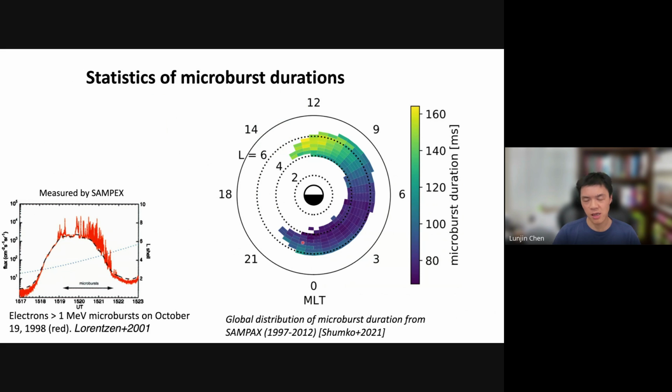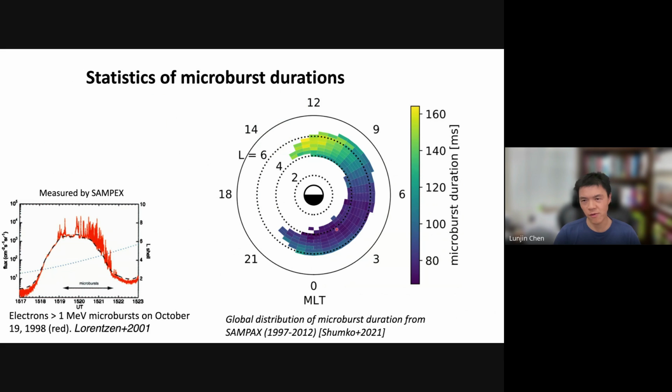And then if you look at the duration, the L range is from 3 to 5. Not only are they very organized in terms of local time, if you look at the microburst duration values, they tend to have a pattern.